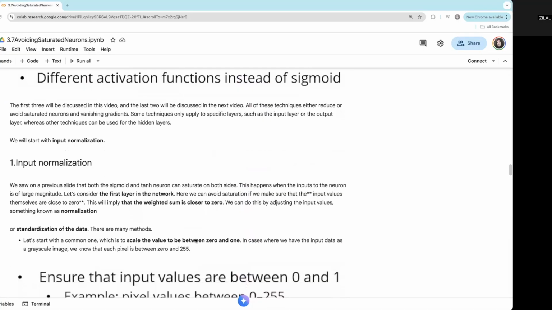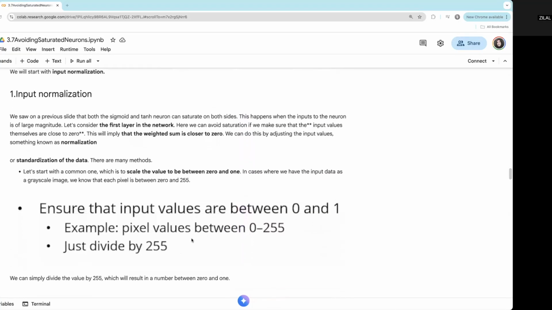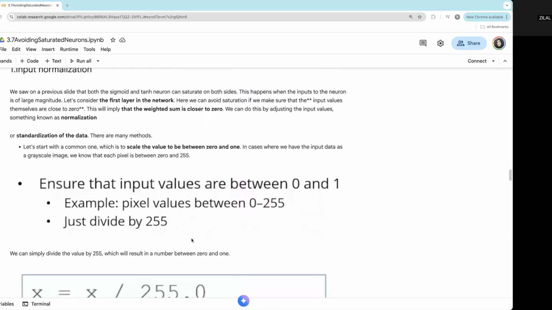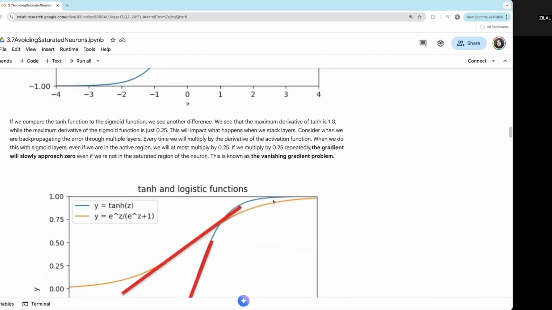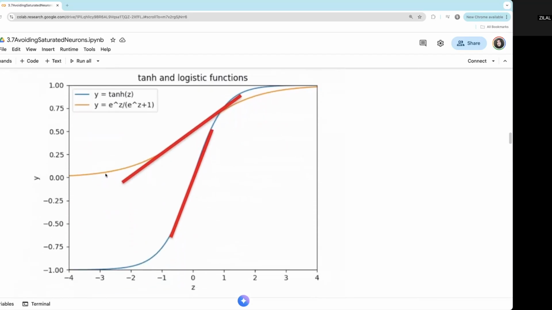I will start with input normalization. We saw on a previous slide that both the sigmoid and tanh neuron can saturate on both sides. This happens when the inputs to the neuron are of large magnitude, as you can see here in this slide, here in this area and this area.